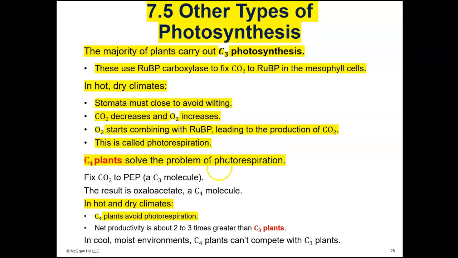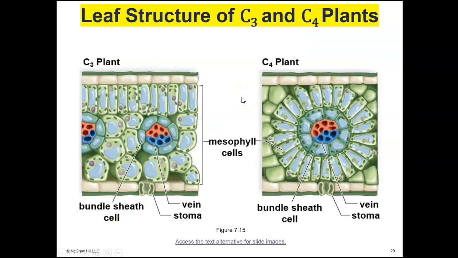So C4 plants solve the problem of photorespiration. They fix carbon dioxide to PEP, and that produces oxaloacetate, which is a 4-carbon molecule, and this avoids the photorespiration problem. Now, if the environment is cool and moist, a C4 plant can't compete with a C3 plant, but in hot, dry climates, C4 plants are better.